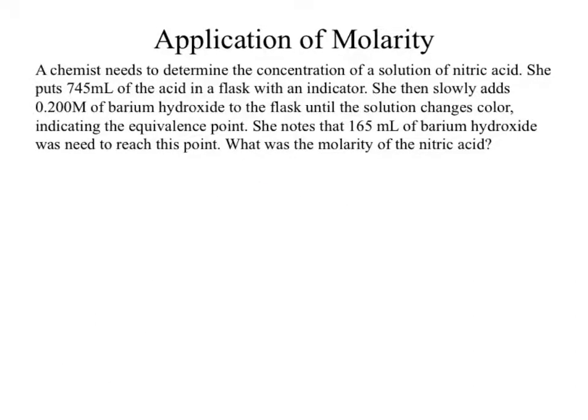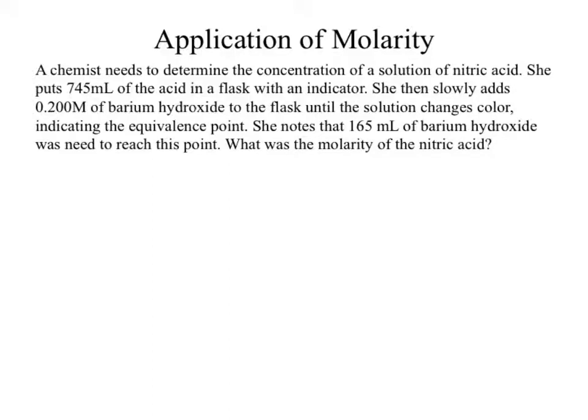Appreciate that. So, application of molarity. So I know this is kind of small because we're going to write a whole bunch of this out. For those of you that have looked at the homework, this may look relevant, so it might be an important thing to take notes on, just for future reference. A chemist needs to determine the concentration of a solution of nitric acid. She puts 745 milliliters of the acid in a flask with an indicator. We'll talk about what the indicator does in a little bit. She then slowly adds 0.2 molar of barium hydroxide to the flask until the solution changes color.